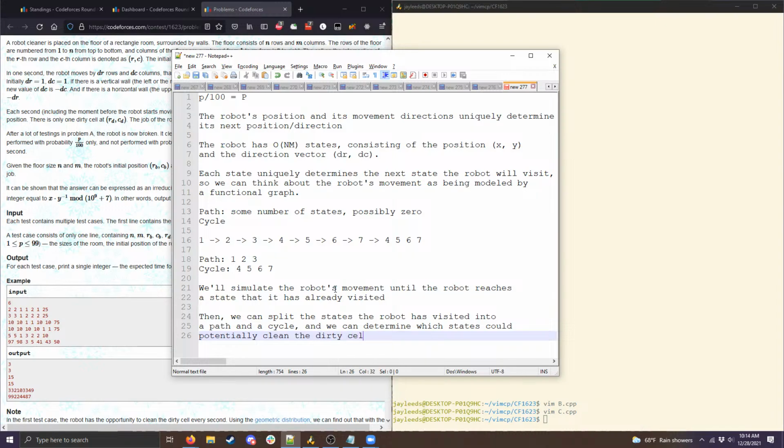clean the dirty cell. And by the way, I'm seeing a few questions going back to C. I will address those in a moment once I finish this explanation.